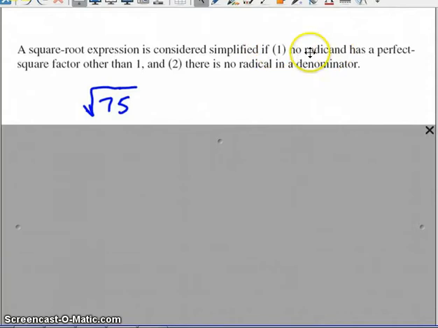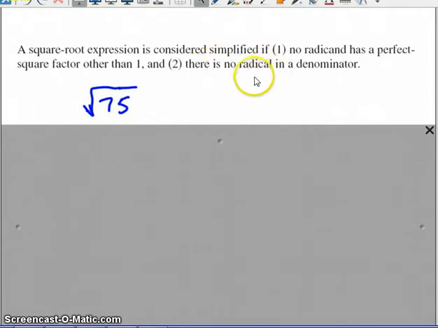First of all, the radicand, in other words, this number inside a radical symbol, it cannot have any perfect squares inside it. If it does, then you should have tried to pull them out.